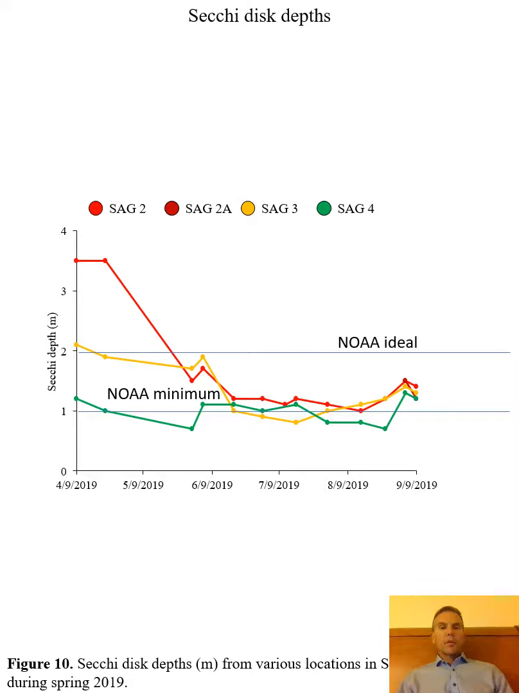Secchi depths are a reading of light penetration through the water column, and so these light levels were fairly low for many locations. In general, NOAA would tell you for maximizing seagrass growth, you'd want 2 meters of water visibility, and definitely never lower than 1 meter. And you can see we're below that 2 meter guideline and hovering around 1 meter. So the water is more turbid than we'd like to see for promoting eelgrass growth.